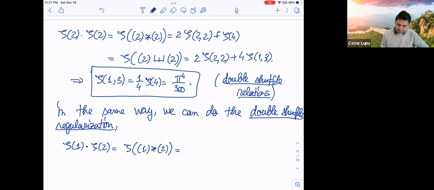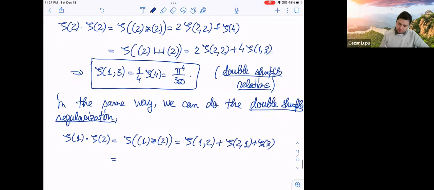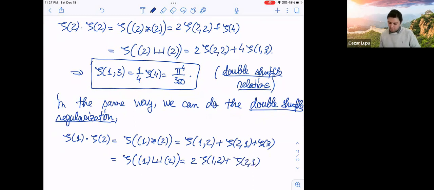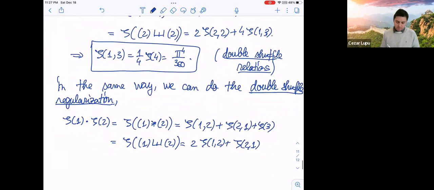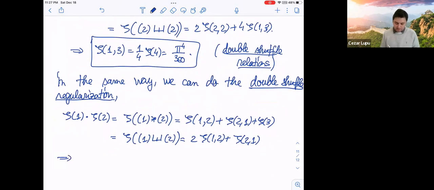So this would be zeta of 1, 2 plus zeta of 2, 1 plus zeta of 3. But on the other hand, if we use the shuffle product, this will be zeta of 1 shuffle 2, which will be 2 zeta of 1, 2 plus zeta of 2, 1, just by writing their integral representations. So from here, it's pretty clear that we get that zeta of 1, 2 is zeta of 3.